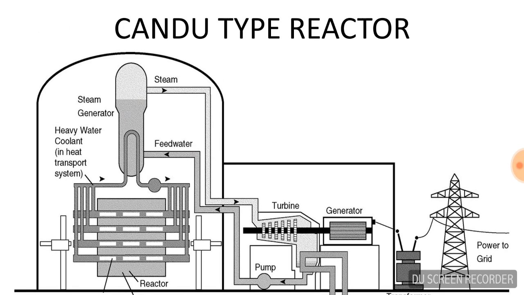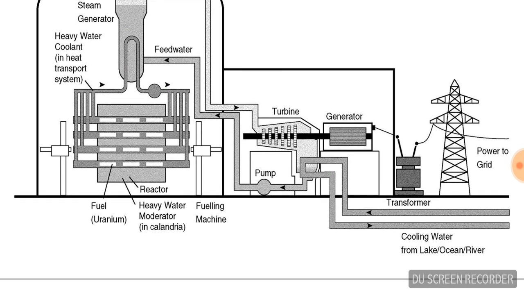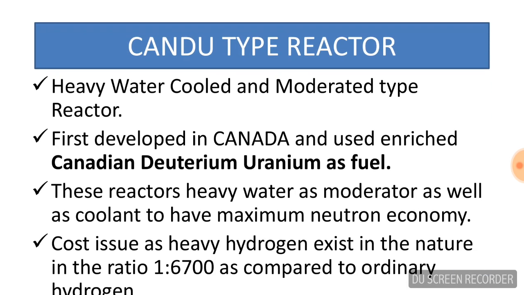You can see the construction of the CANDU type of reactor. Fuel uranium, heavy water moderator is used, the fueling machine is here, feed water is there, and the heat exchanger is there. The only thing is that there are no control rods. So these are the points of the CANDU type of reactor.